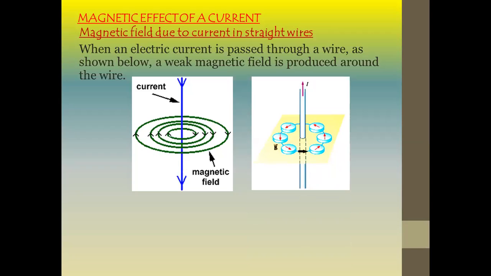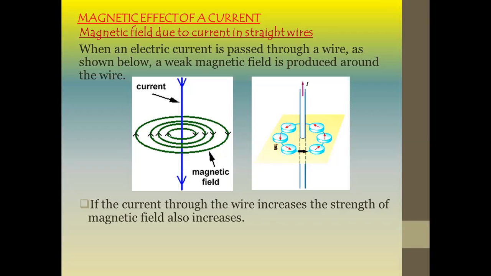Suppose the wire is passed through a cardboard, and on the cardboard you can place a compass, or place different compasses at different positions. So this direction can be detected.